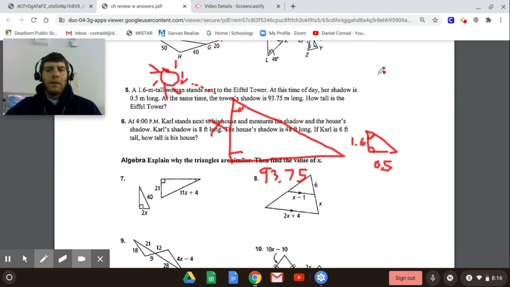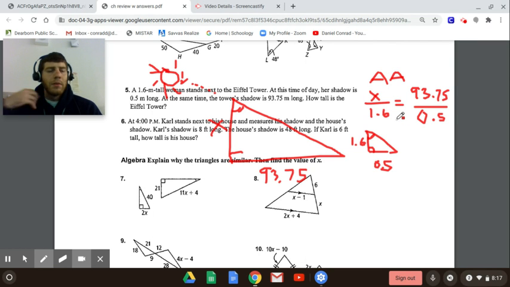So we have angle-angle similarity. Tells us those triangles are similar. So we can now set up a proportion to solve for the missing piece. So x in the first triangle would correspond with 1.6 in the second triangle, and then 93.75 in the first triangle is going to match up with 0.5 in the second triangle, and you can cross multiply to solve for how tall the Eiffel Tower is.